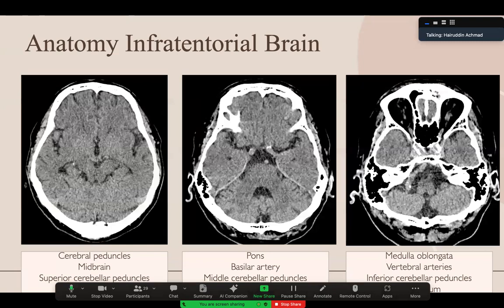So we are done with the anatomy of the supratentorial brain, meaning anything above the tentorium. Now we are going to look at the basic anatomy of the infratentorial brain, which includes the brainstem and also the cerebellum. The first structure you encounter when you scroll down to just below the tentorium is the midbrain. The midbrain has these two bridges, the connector between the supratentorial and infratentorial brain, which we call the cerebral peduncles. We've got a pair of them.